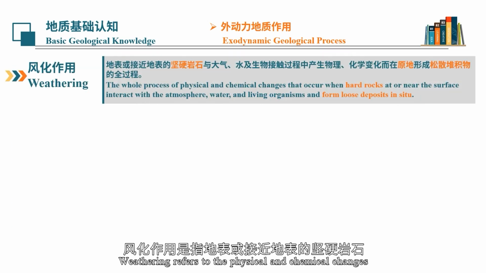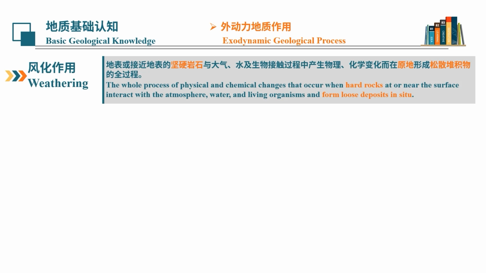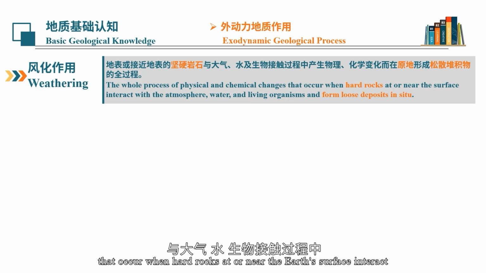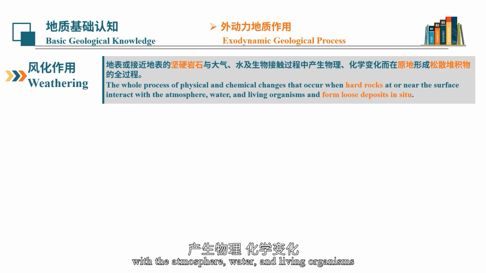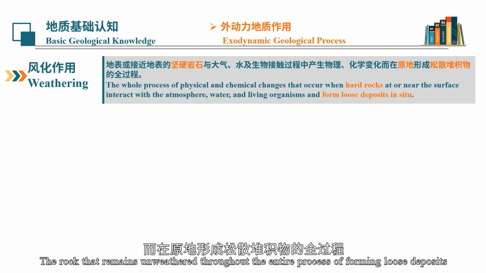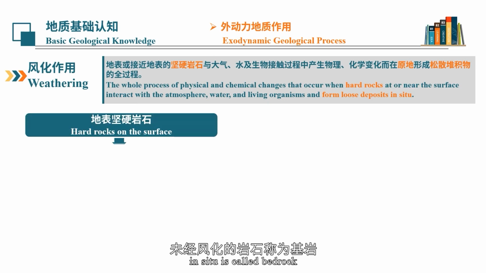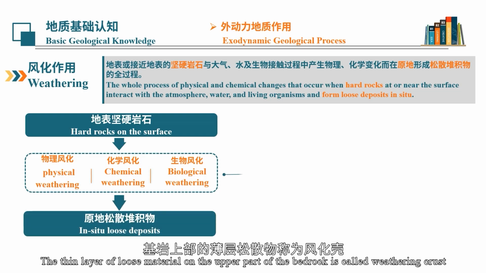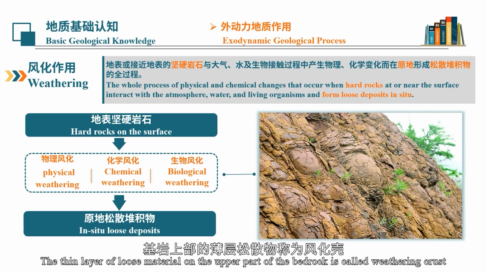Weathering refers to the physical and chemical changes that occur when hard rocks at or near the Earth's surface interact with the atmosphere, water, and living organisms. The rock that remains unweathered throughout the entire process of forming loose deposits in situ is called bedrock. The thin layer of loose material on the upper part of the bedrock is called weathering crust.